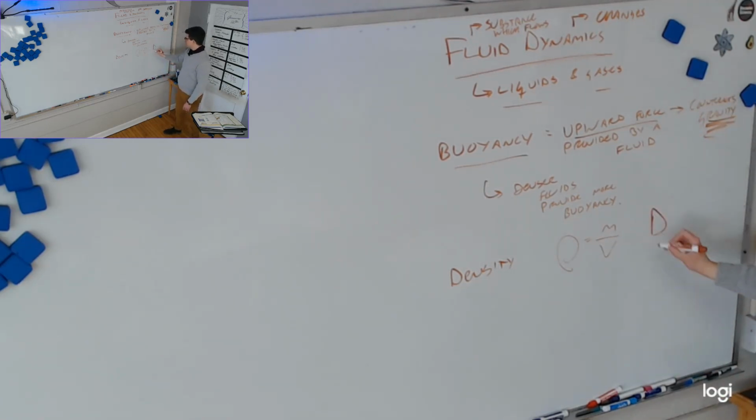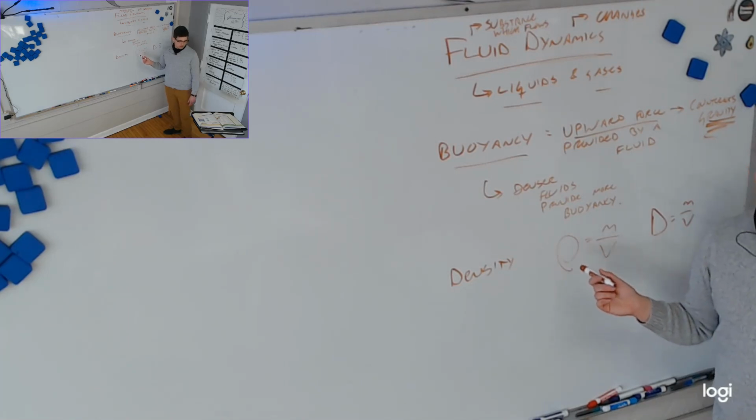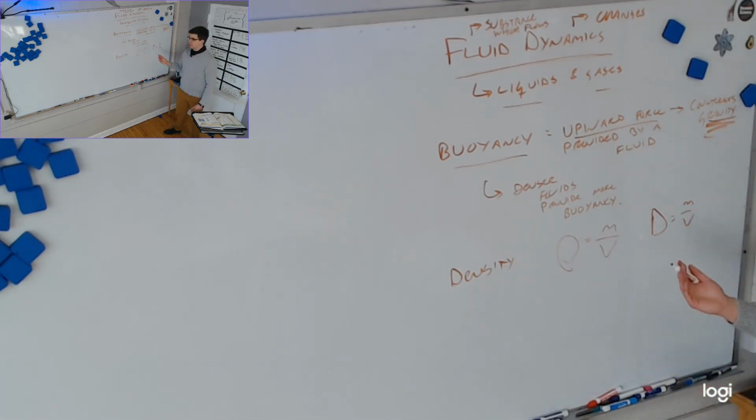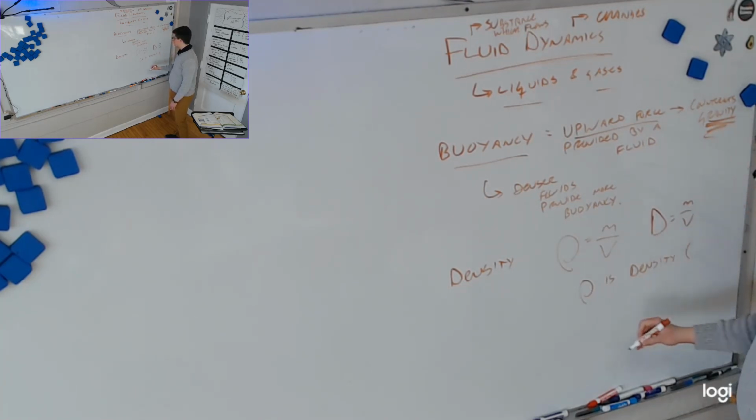Your book uses capital D. It's the same thing, even though it doesn't look the same. The reason I chose to use rho is because in upper level physics, we always use rho for density. It'll be easier if you know it now than if you have to learn it then. Anyway, so rho, or capital D, is density, measured in, we'll talk about that in a second.